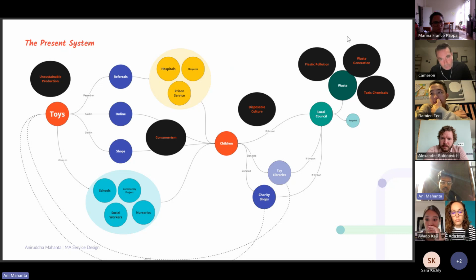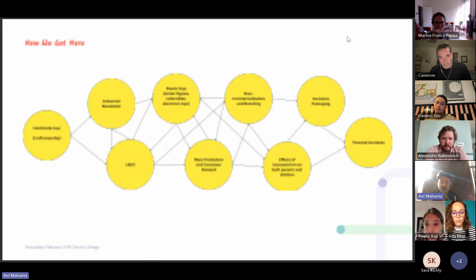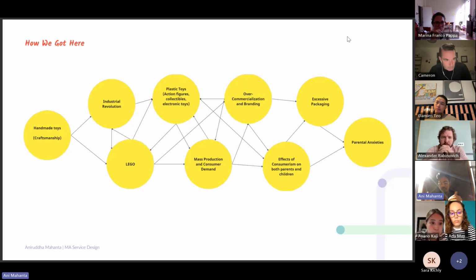And this system helped me understand the kind of wicked problems that are there in the current system of toys, from unsustainable production to the effects of consumerism, and this disposable culture. It's a very similar approach to fast fashion, and again the kind of environmental impact it has. So all these problems are interlinked, and if I think of it from a transition design perspective, it's about how we can look across these interconnections and design something, which helped me to understand how these problems evolved from the past.